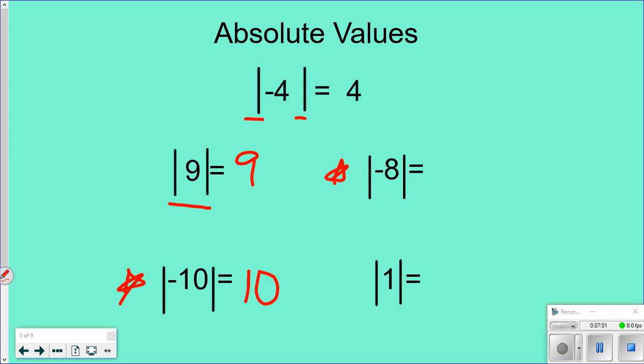So if I go to this one, it says, what's the absolute value of negative 8? Well, how many spaces is negative 8 from 0? Well, 8. And then, what's the absolute value of 1? Well, it's 1 space. 1. Don't get confused on this. It's not the opposite. It's not asking what the opposite is. It's asking how many spaces on the number line it is away from 0.